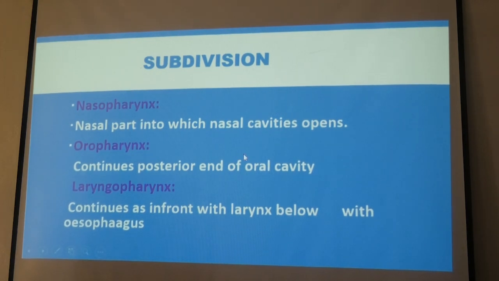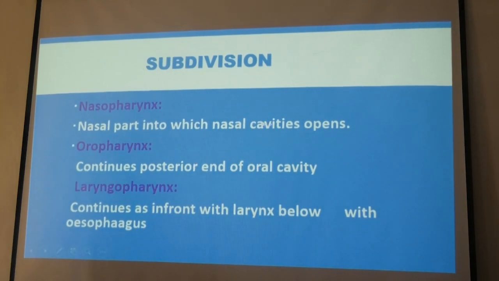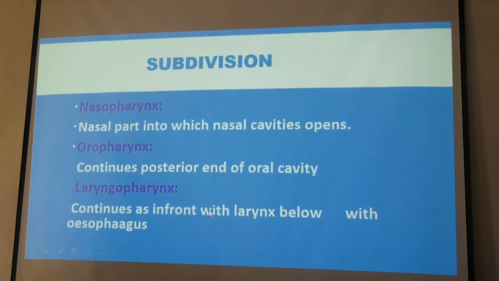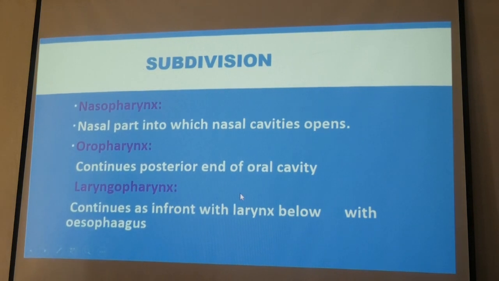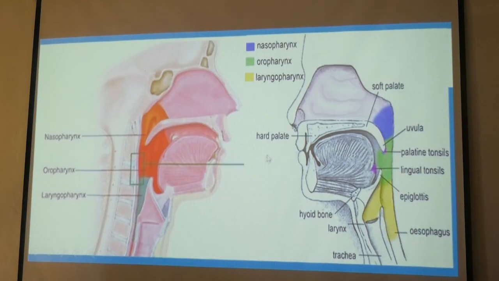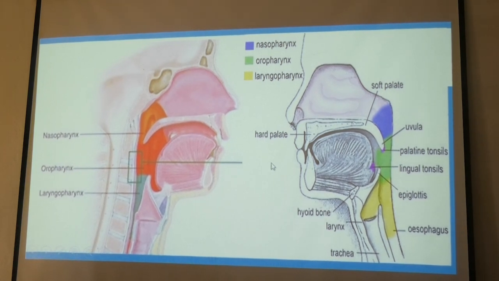So the nasopharynx definition is, it is the part where the nasal cavity opens. Oropharynx, where the oral cavity opens, or the posterior part. And laryngopharynx, it is just behind the larynx and below it is continuous with the esophagus. Okay. So same thing they have shown.